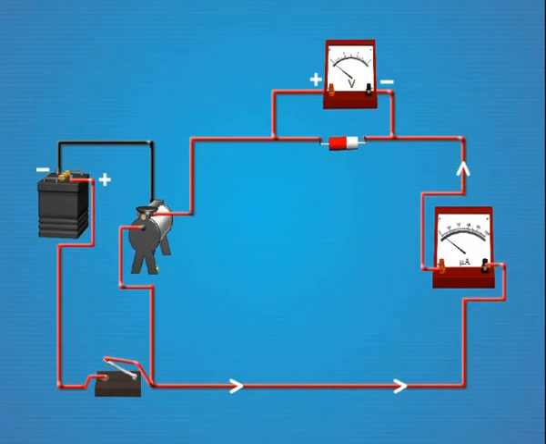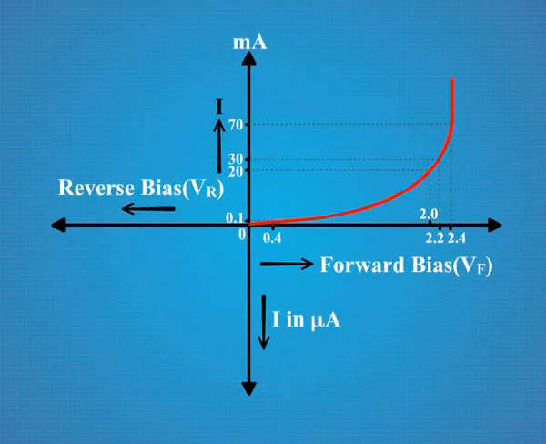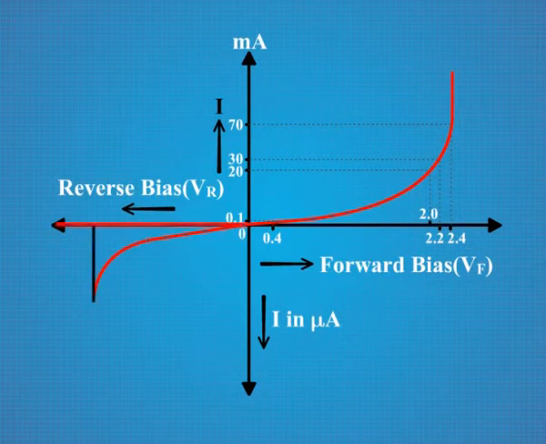The procedure for reverse biasing is just the same as for forward bias. The microammeter readings should be noted, corresponding to different voltmeter readings. Then, a graph between V and I is plotted by taking V along x-axis and I along y-axis. The graph obtained is as you can see here.